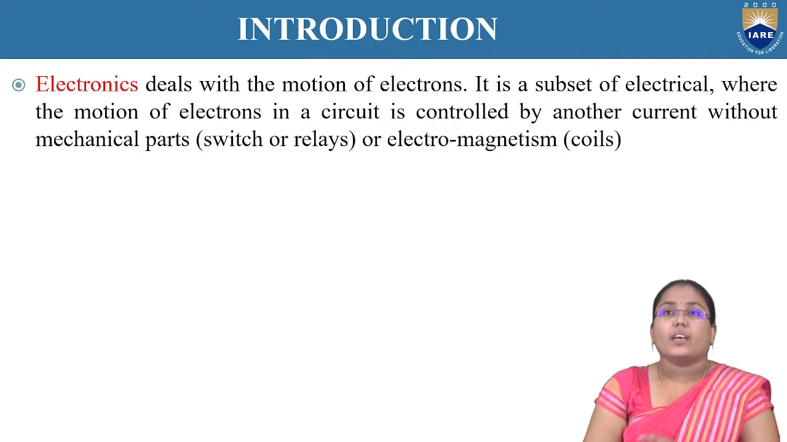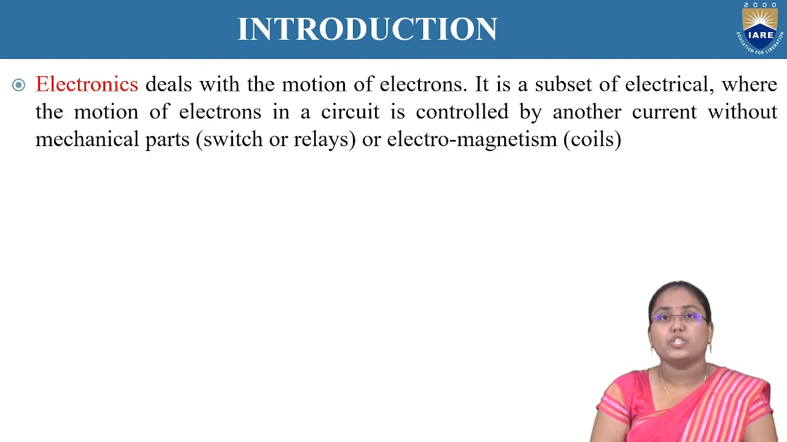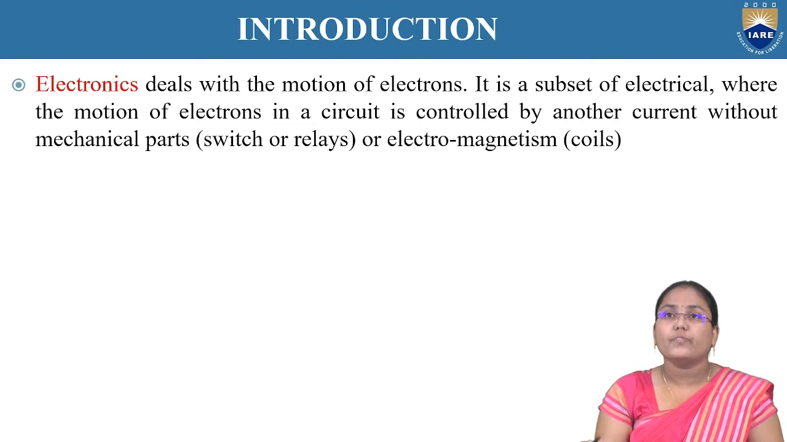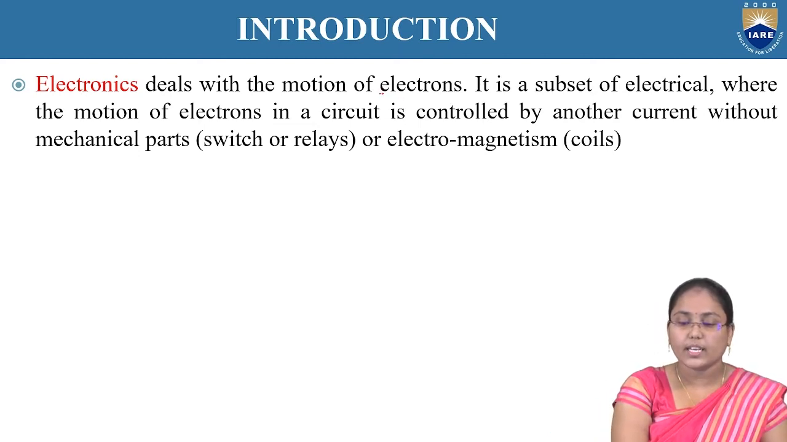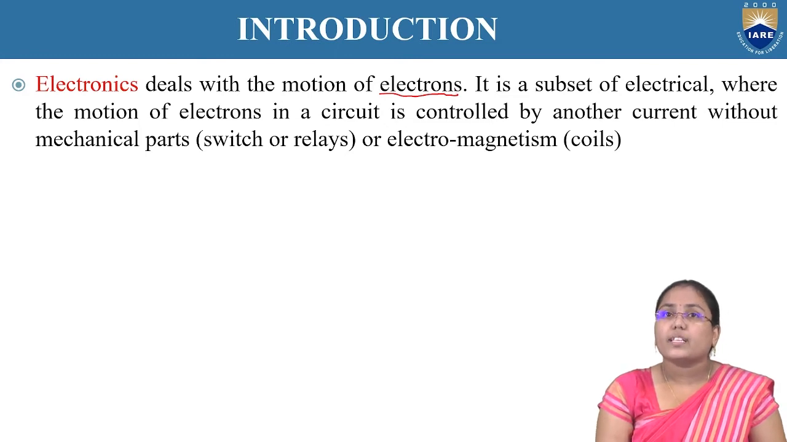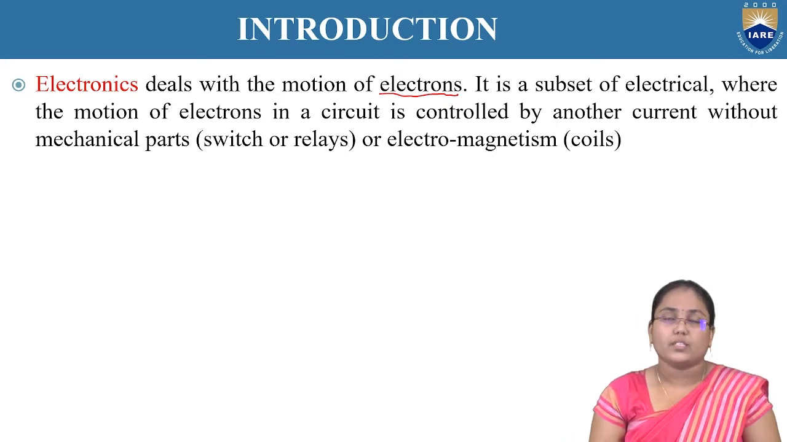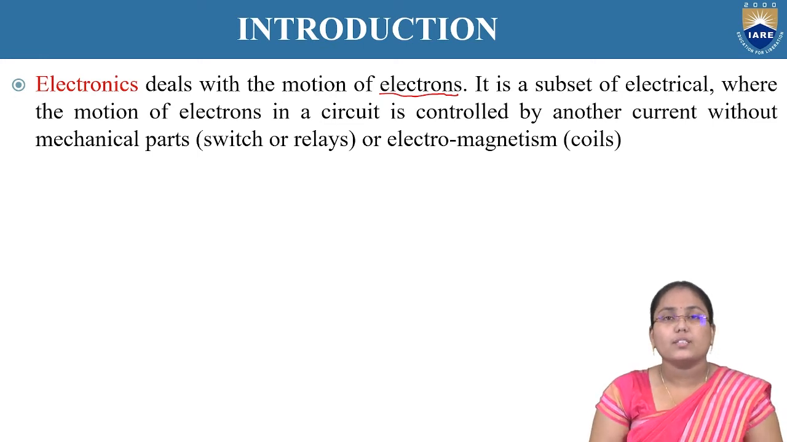Coming to the introduction of this particular subject, that is electronic measurements and instrumentation, the first word we have to know is, what is electronics basically? Electronics deals with the motion of electrons. It is a subset of electrical, where the motion of electrons in a circuit is controlled by another circuit without mechanical parts or electromagnetism.